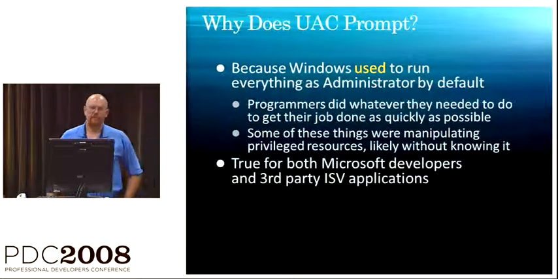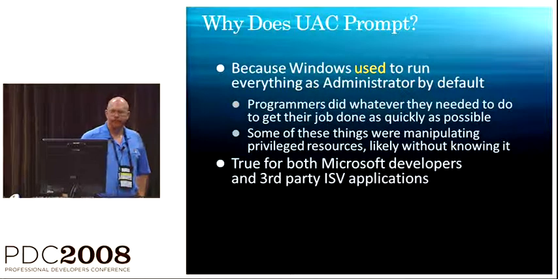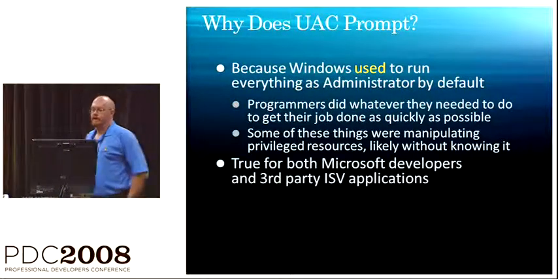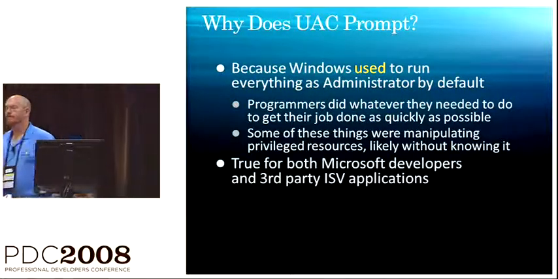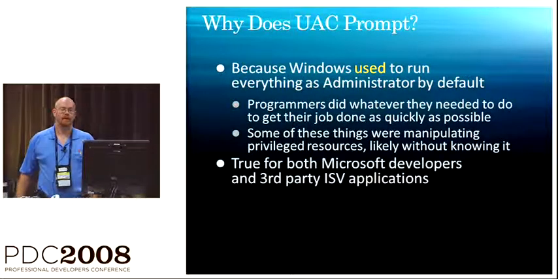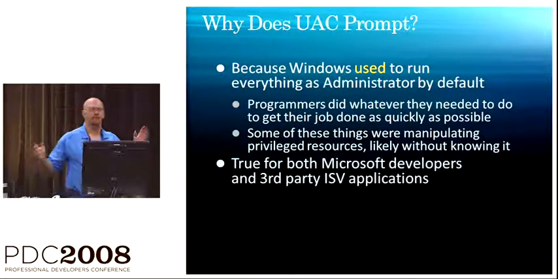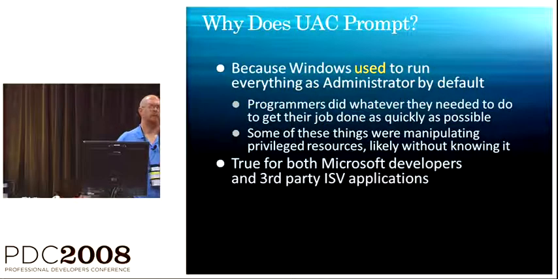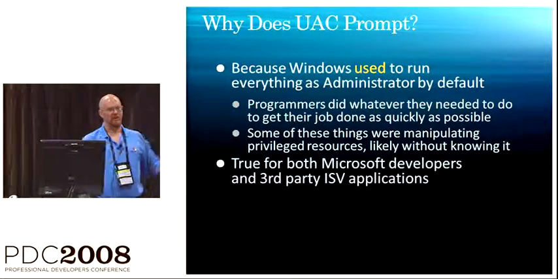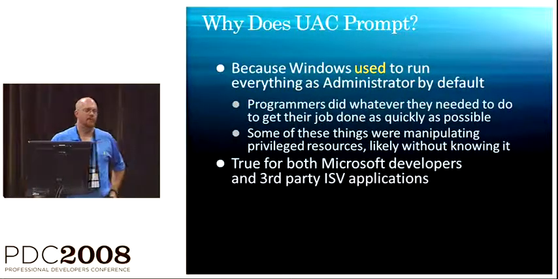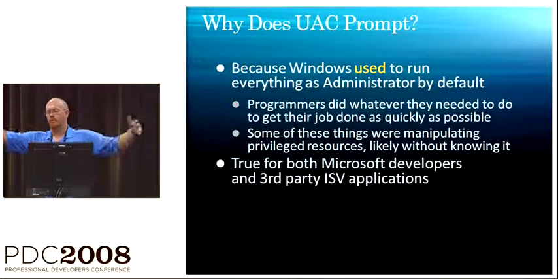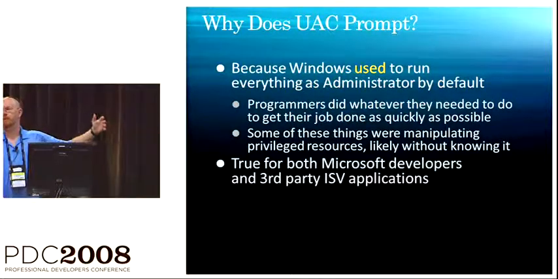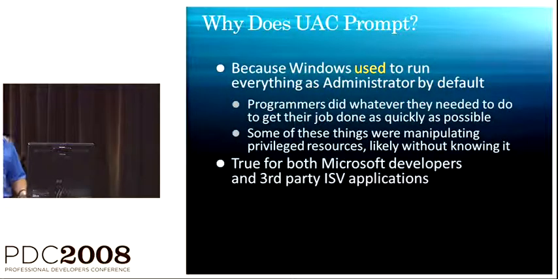The state of the ecosystem. So where are we? Why does UAC prompt? Well, because everything used to run as administrator. And programmers, I'm a programmer, I'm a lazy butt too. You do the most expedient thing necessary to get where you want to go. And for most of the life of Windows, administrator was available to you, and so people would just use that capability whenever they felt like it.